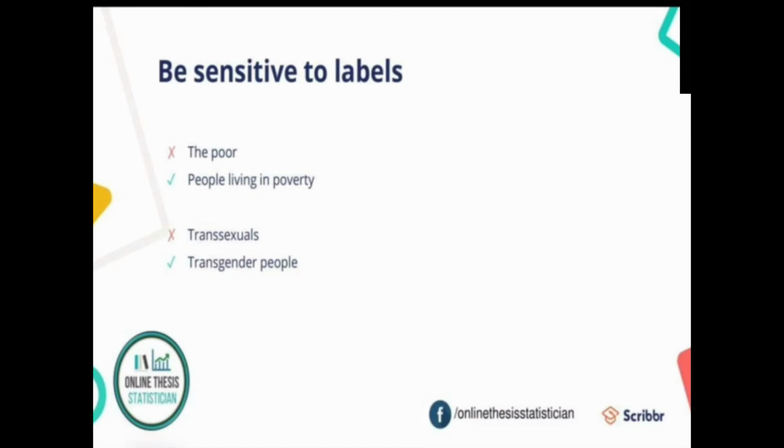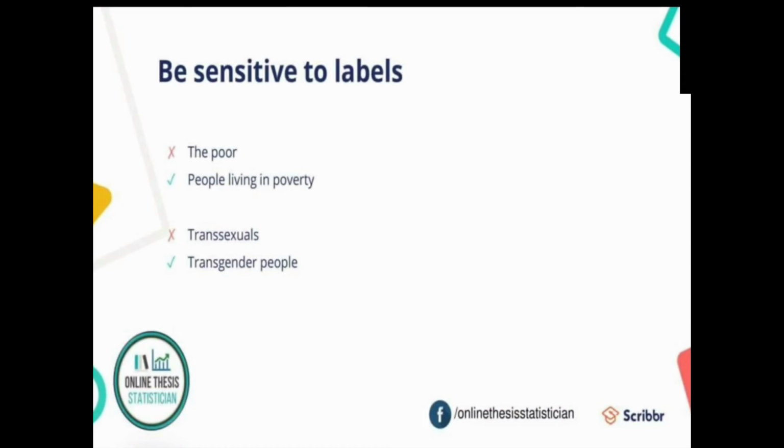Next is that be sensitive to labels. Again, though research papers or academic papers are direct to the point when it comes to the presentation of ideas, it should always be sensitive. So just like indicating before, we should label them as people living in poverty and transsexuals as transgender people.